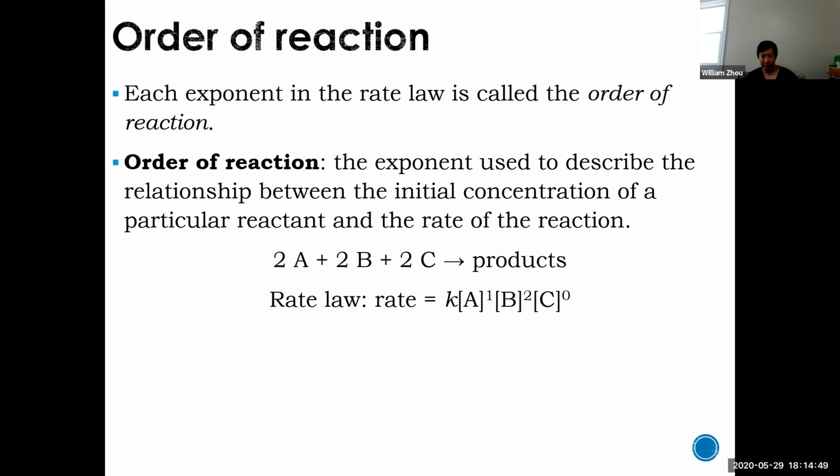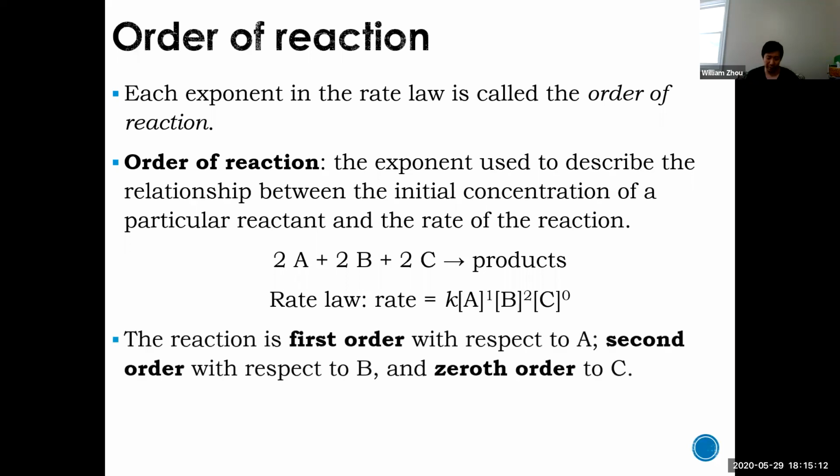Again, I reiterate, the exponents in the rate law have nothing to do with the balanced equation. In the balanced equation, you have 2, 2, and 2. Well, they're not 2, 2, 2. It's 1, 2, and 0. How do we know it's 1, 2, 0? Well, we do an experiment. I made this one up, so I can make it up to be anything I want. It doesn't have to match.